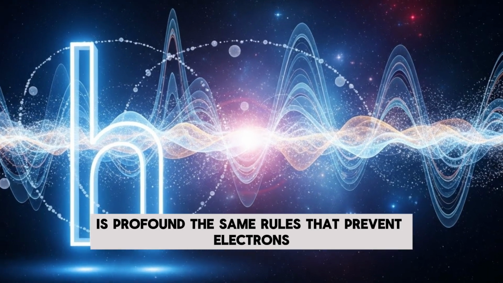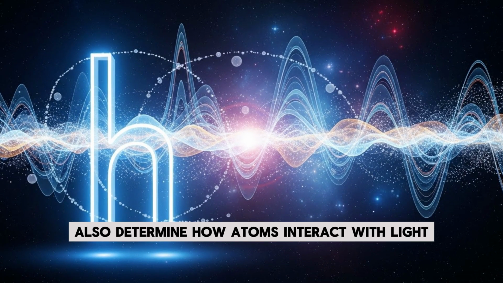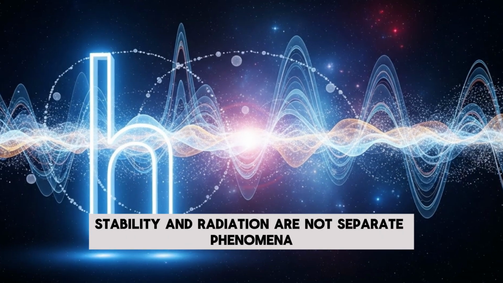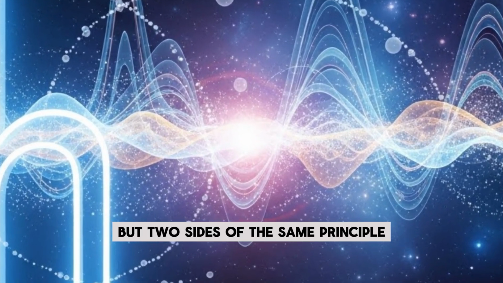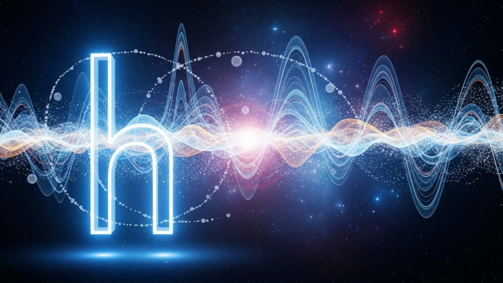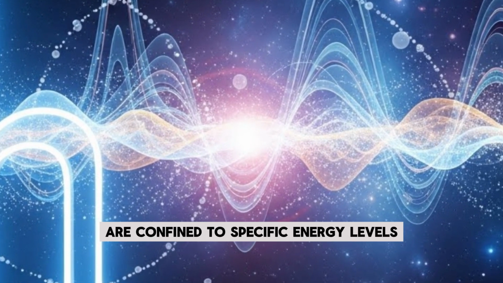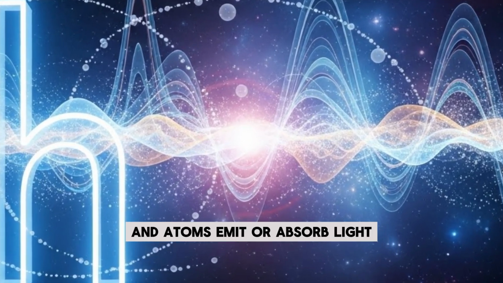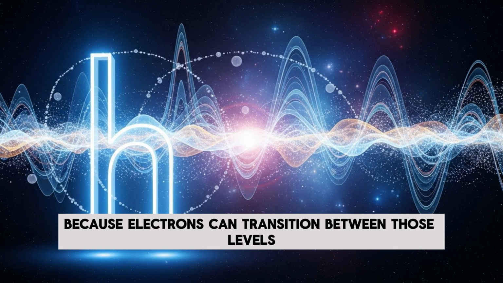The same rules that prevent electrons from spiraling into the nucleus also determine how atoms interact with light. Stability and radiation are not separate phenomena, but two sides of the same principle. Atoms are stable because electrons are confined to specific energy levels, and atoms emit or absorb light only because electrons can transition between those levels.